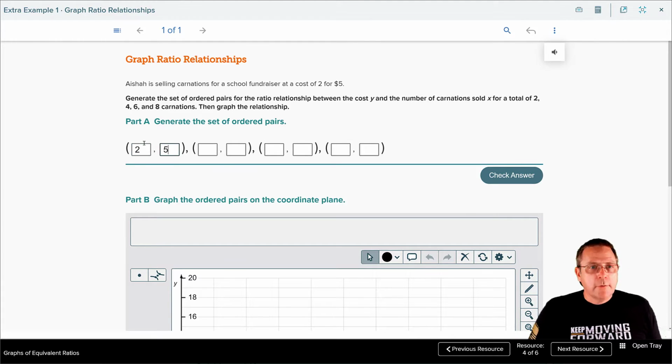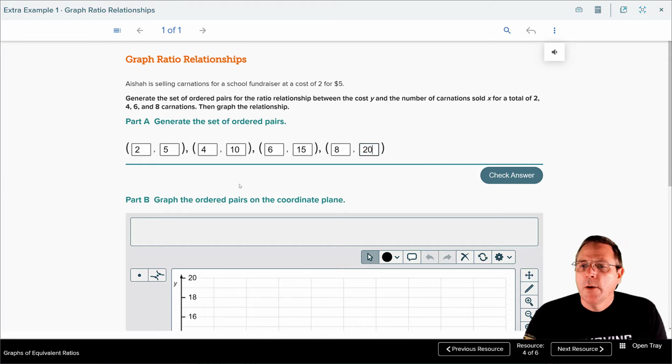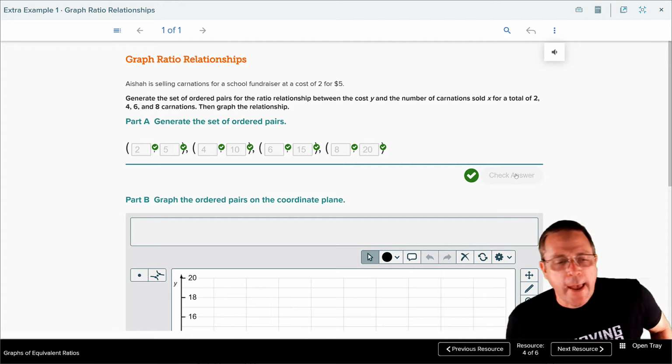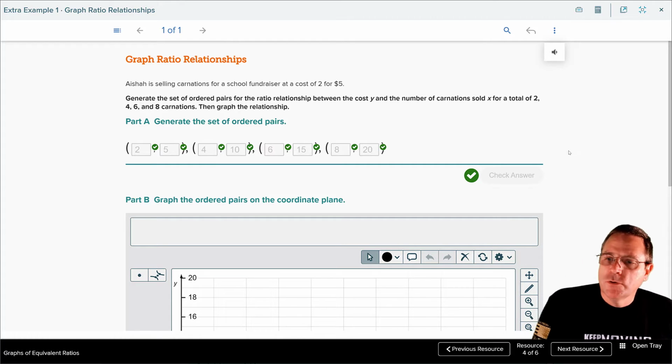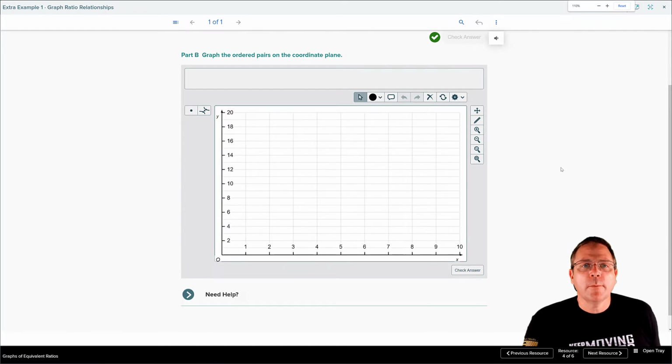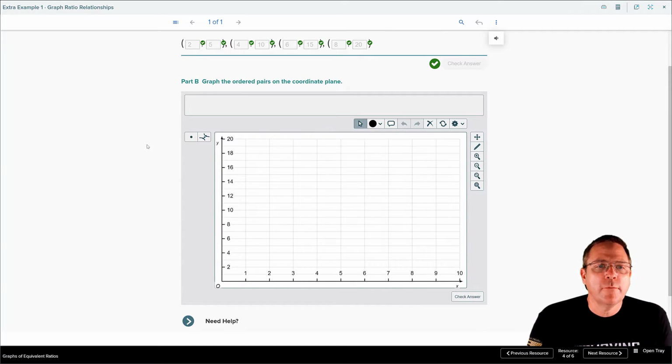2 to 5, 4 to 10, 6 to 15, and 8 to 20. And we're going to check our answers, and when we check it, everything checked out perfect. After we did that, the next thing you should have done is graph those numbers on our coordinate plane. So I'll make it a little smaller so it'll all fit. So I'm going to start graphing those points.